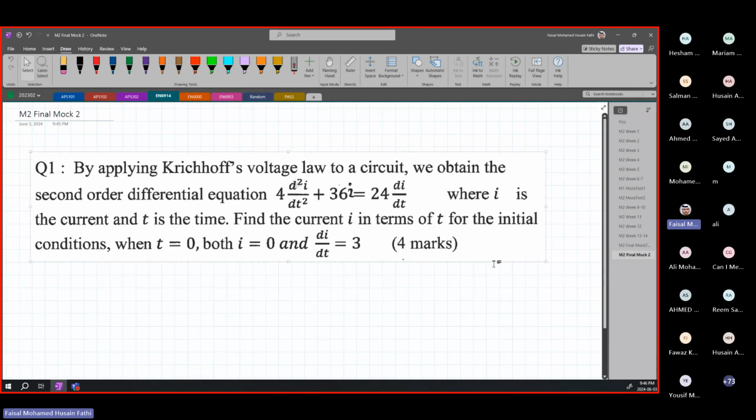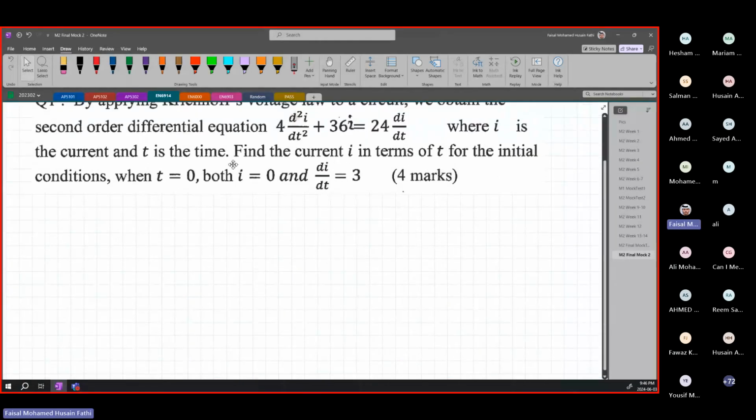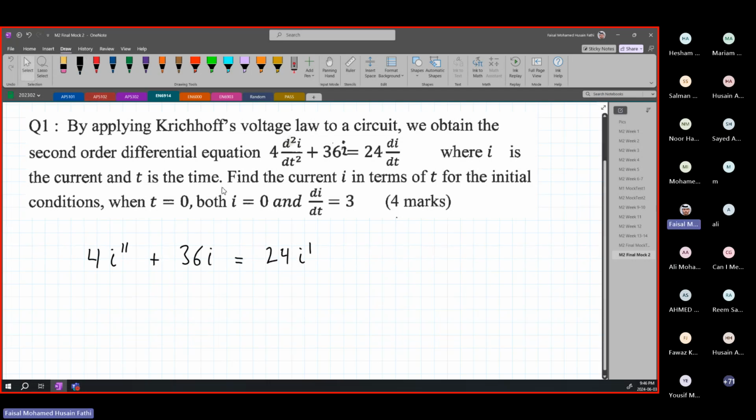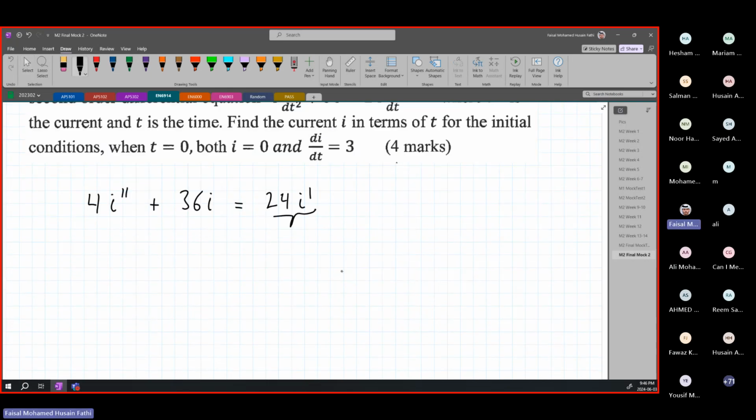By applying Kirchhoff's voltage law to a circuit, we obtain the following differential equation, which is 4i double prime plus 36i, sorry, there's no prime on the 36i, equals 24i prime. When you see it in this form, all you have to do is just move your 24 to the other side. So you're going to get 4i double prime minus 24i prime plus 36i is equal to 0.